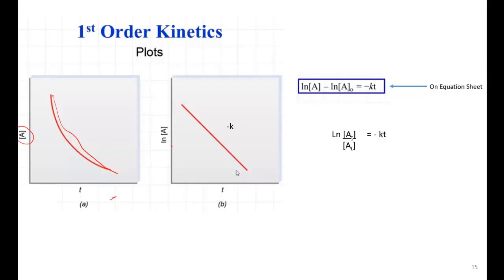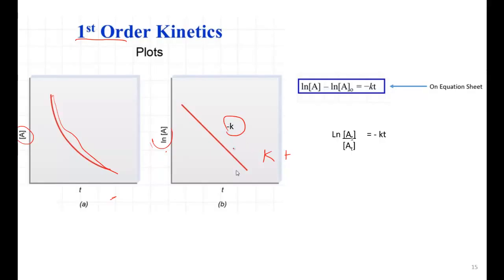If I take what's happening there and I plot the log of A, this is just for a first order, if I plot the log of the concentration of A versus time, I get a straight line. And the slope of that line tells me what K is. Now remember, K is always positive. It's always a positive number.